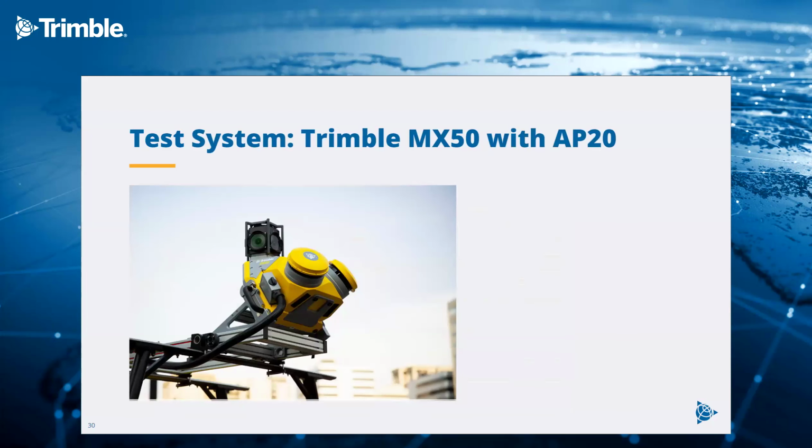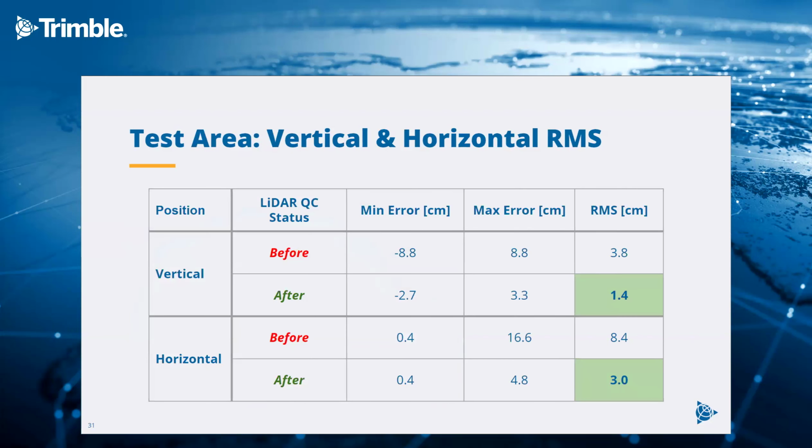So the system that we utilized for that performance study was the Trimble MX50, which is equipped with 2 LiDAR sensors, left and right, a spherical camera, and an AP20 GNSS-INS system from Applanix, from Trimble Applanix. So here we have the final accuracy, which is separated by vertical and horizontal performance.